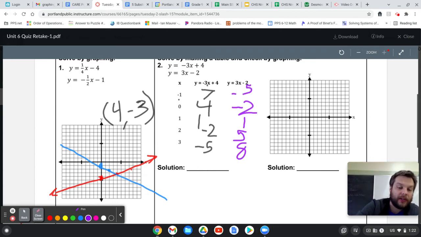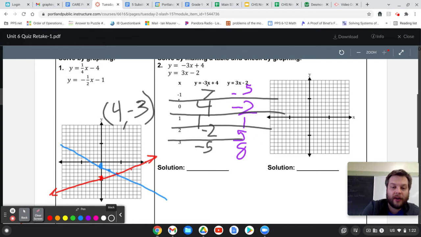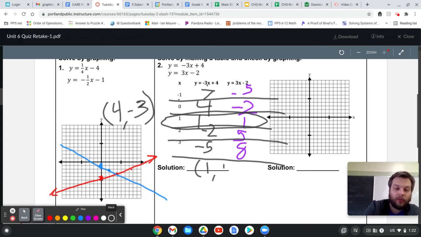What you should notice is that there is a single place in the table where my two equations have the same y value. The two equations have the same y value when x is equal to 1. That is my solution, 1, 1. The solution is a point on the graph. The solution is also equivalently numbers that make both equations true.